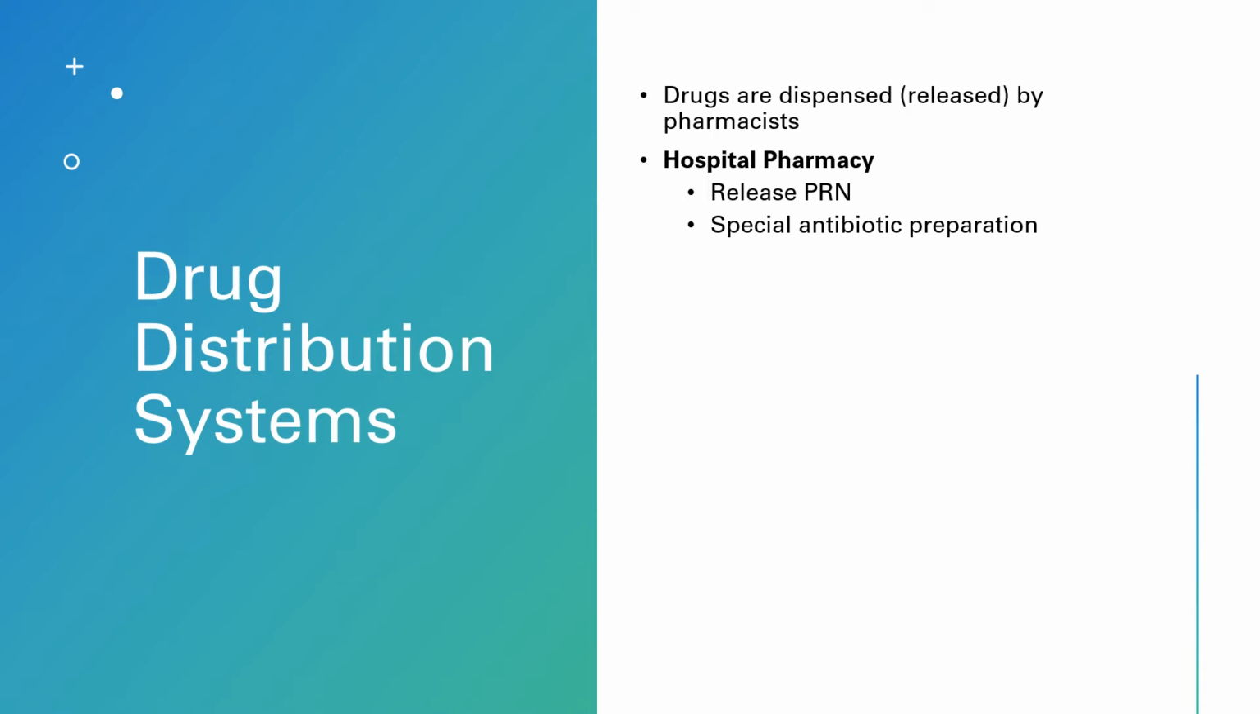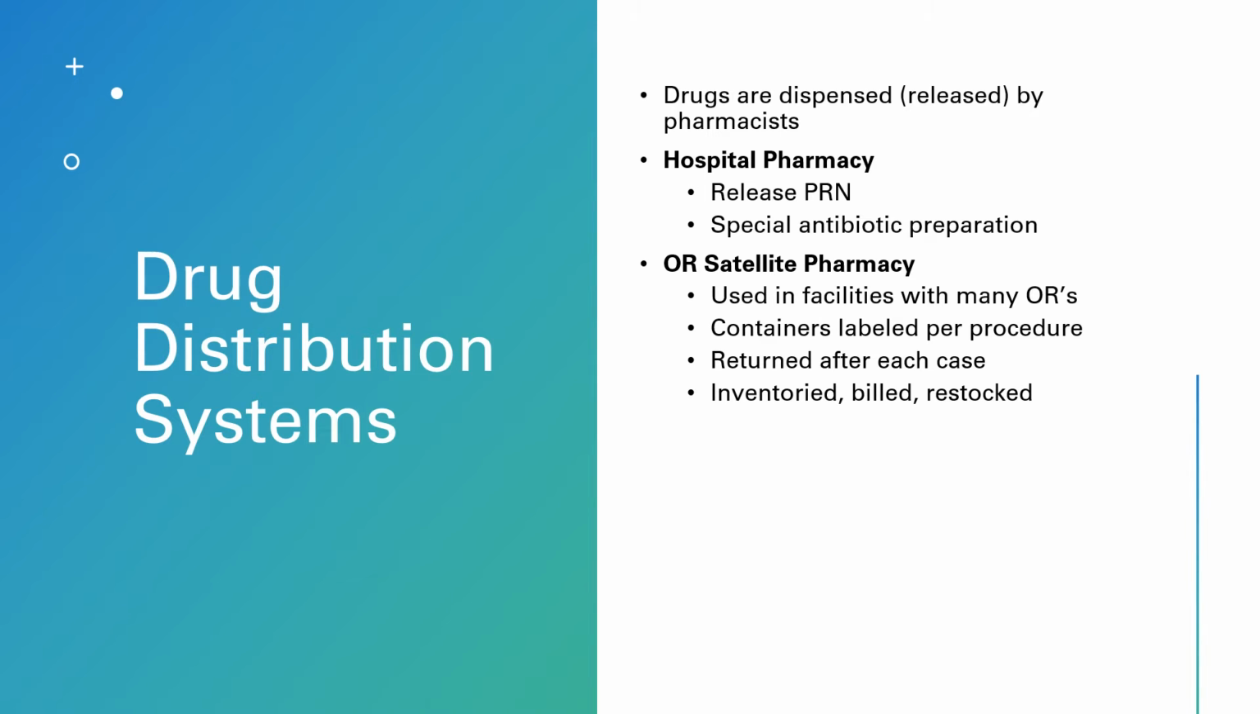They would get those ready, and then the pharmacist will bring it down to the OR and drop it off for that particular case and doctor, or the nurse will go and get it from the pharmacy. Okay. A lot of the bigger facilities with many ORs will have what's called an OR satellite pharmacy.